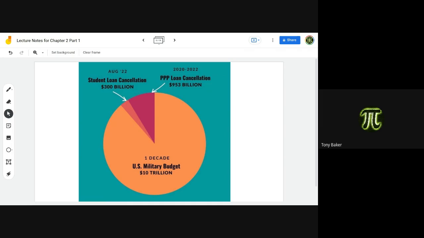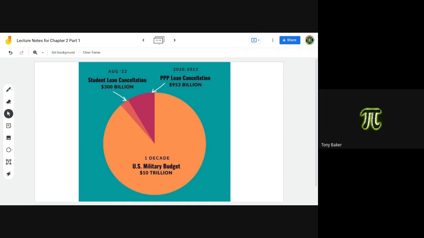There's no real connectivity between the actual three things. They're also all over different time frames. One's over a decade, one's over 3 or 2 years, and then one's the student loan cancellation thing that they're doing. This is another one of those graphs that they're showing to evoke a certain emotion or a certain response. They're like, well, we can give $300 billion away for giving $10 trillion to the military. It's that type of graph.